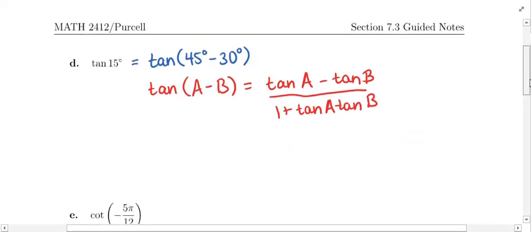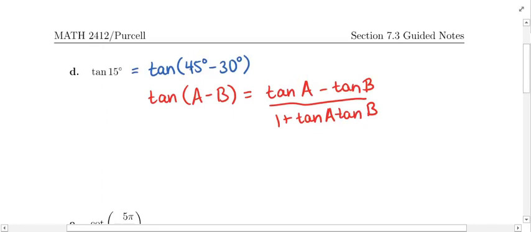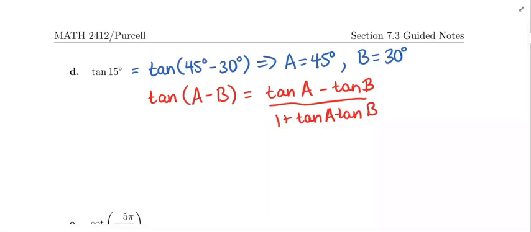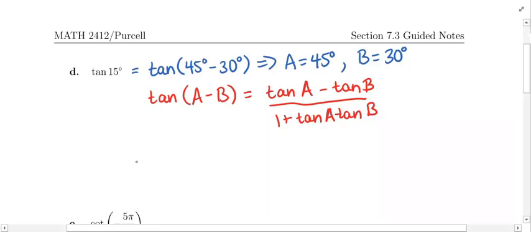So if you match up the left sides here, our A value is going to be 45 degrees. Our B value is going to be 30 degrees, positive 30 degrees. Remember, the subtraction sign is taken care of by the formula. The order of subtraction matters, so 45 degrees has to be the A value, 30 degrees has to be the B value. So we're going to plug all of this in. We want the tangent of 15 degrees.